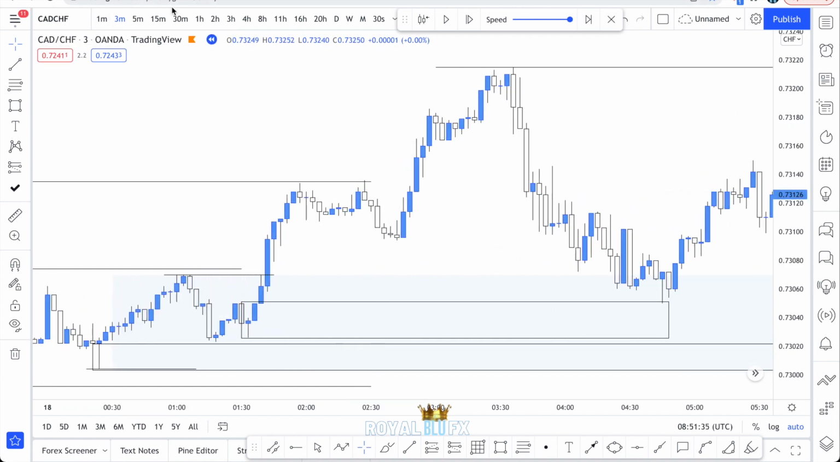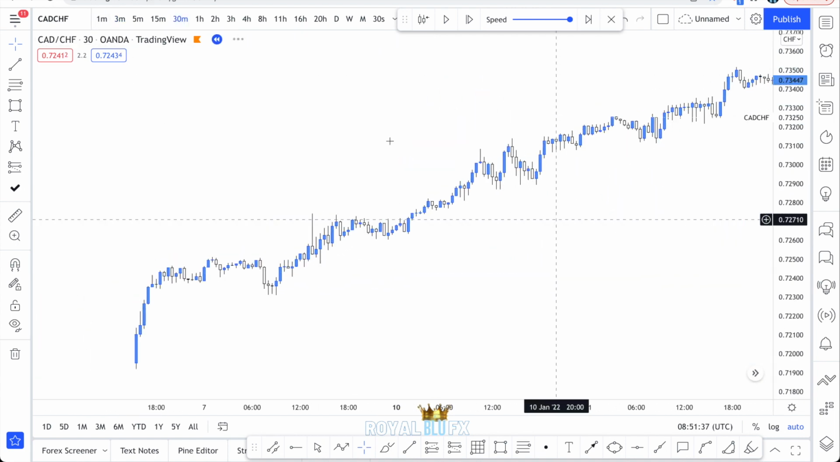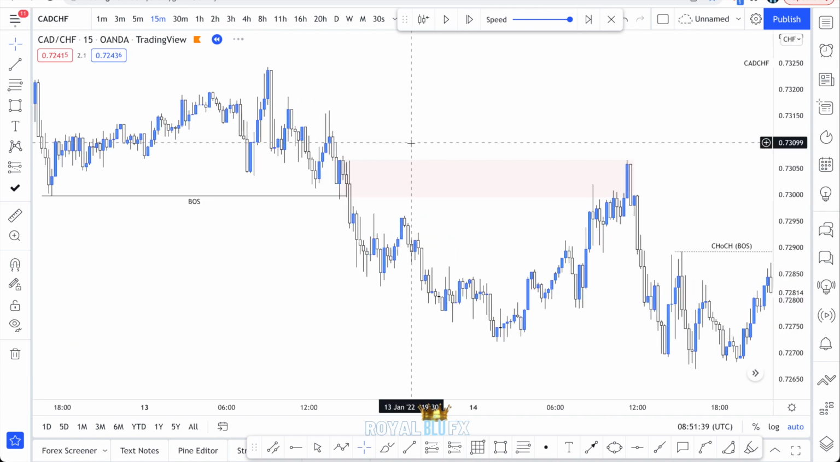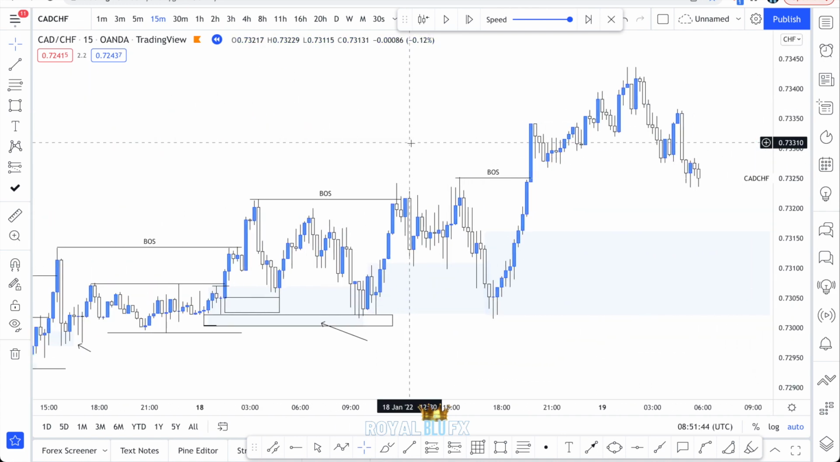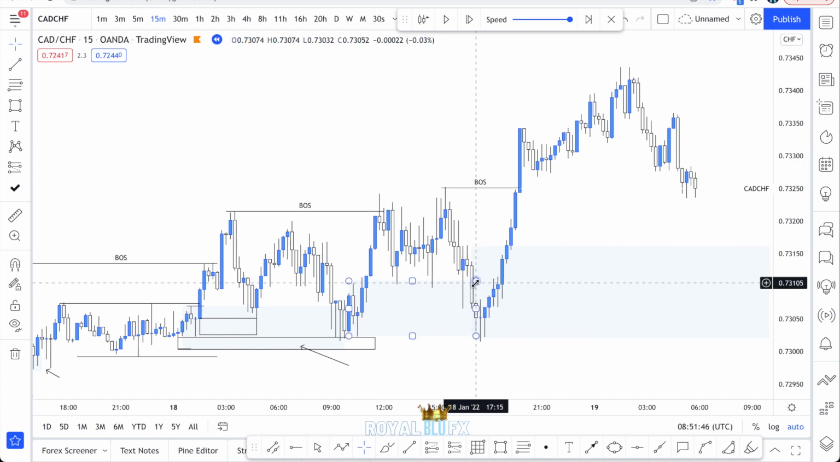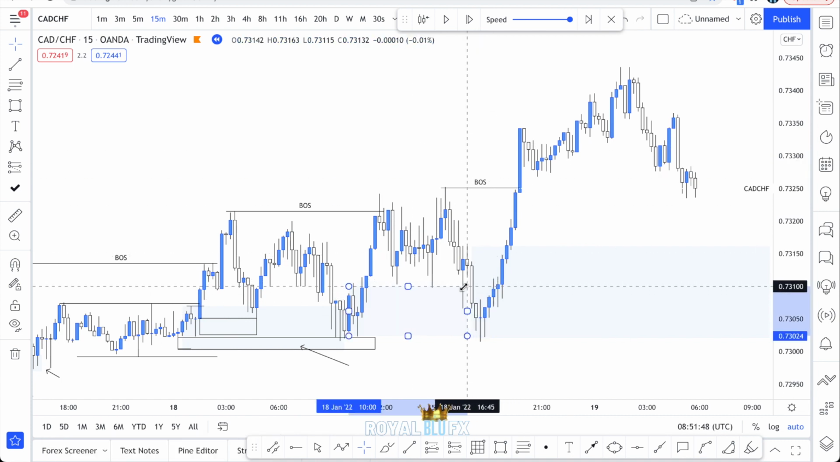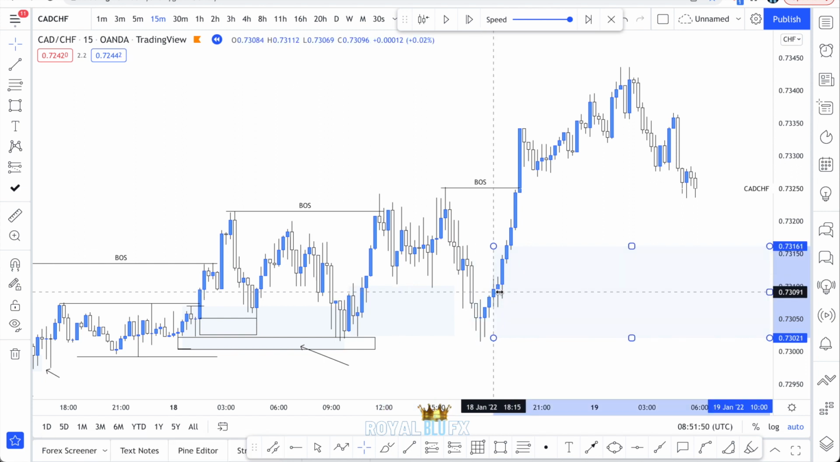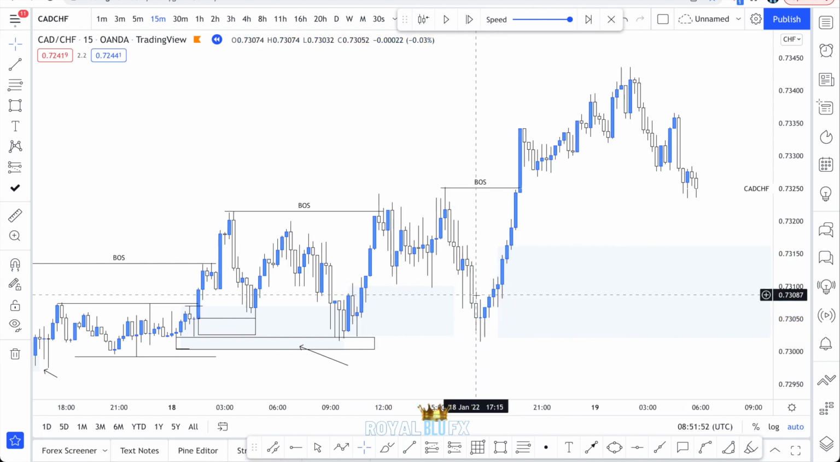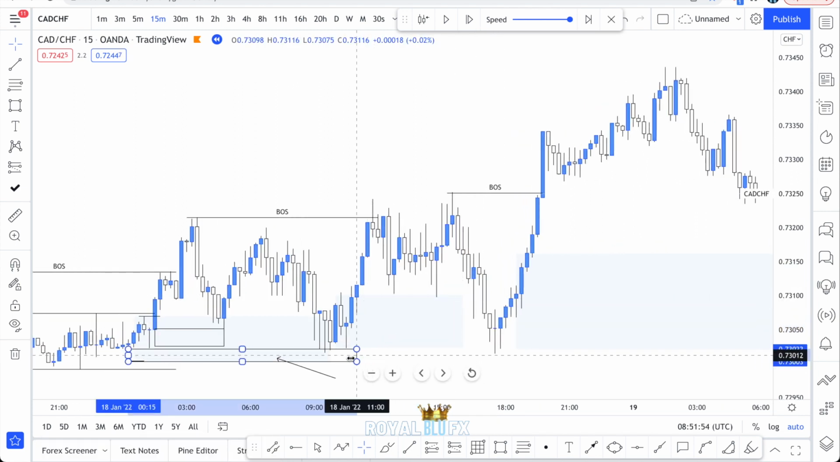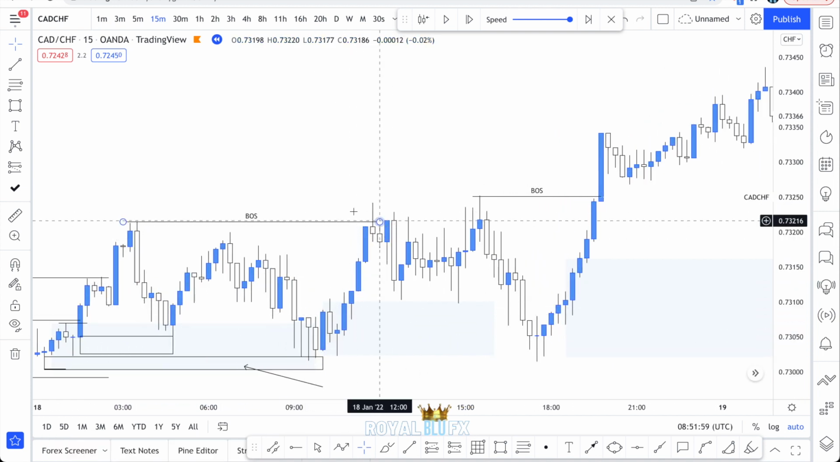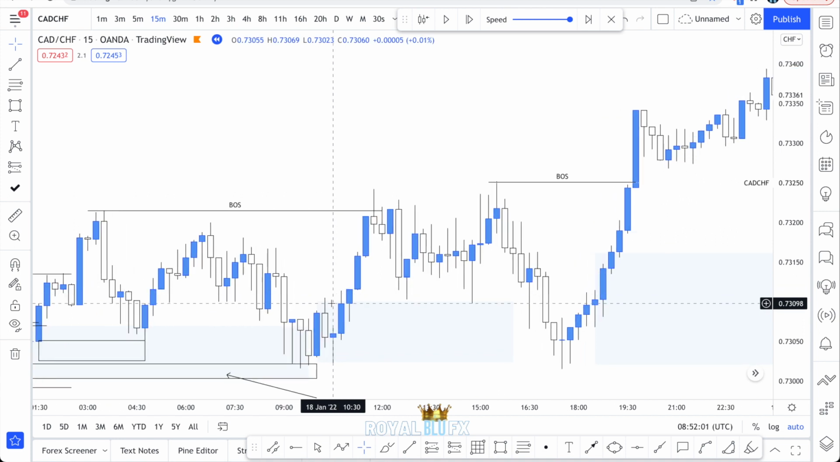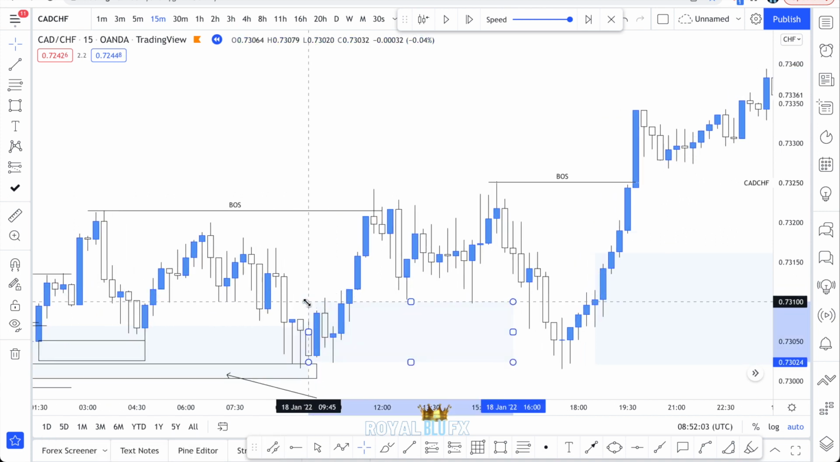Okay, let's go on the 30-minute again, 15-minute perhaps, and let's look at this example here. Let's skip this one for a second. Notice how we had a break of structure. Even wicks are considered a valid break of structure in the market. You can look at this high and this low here.